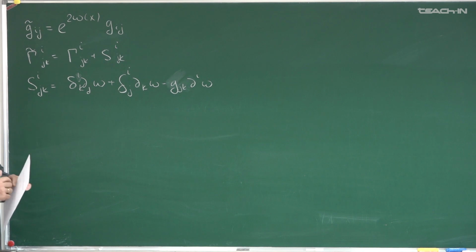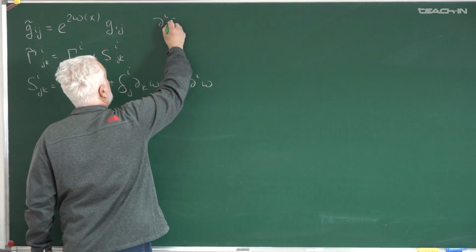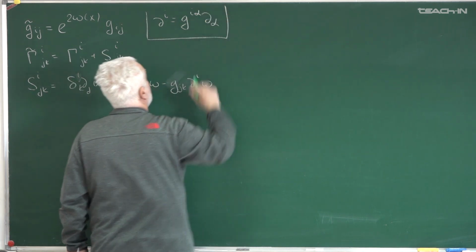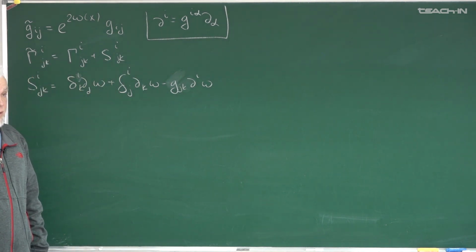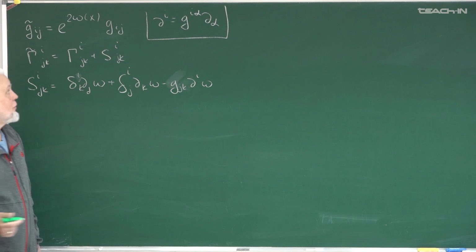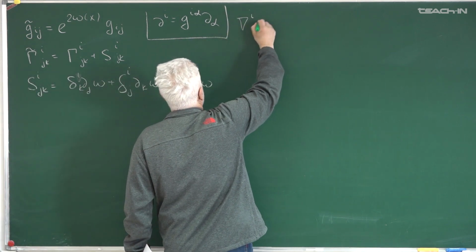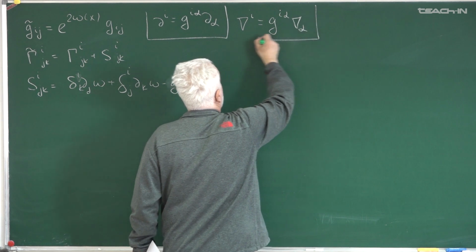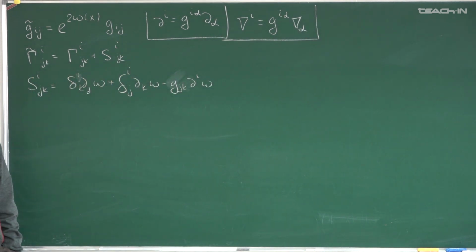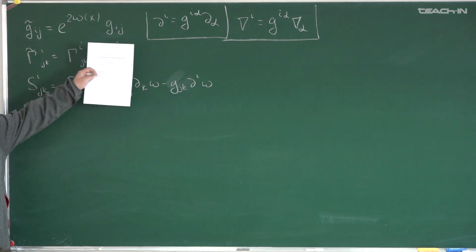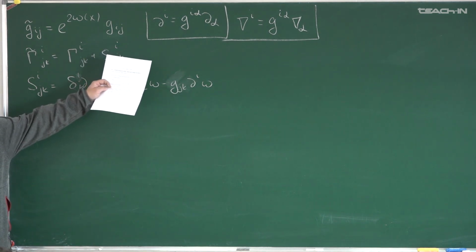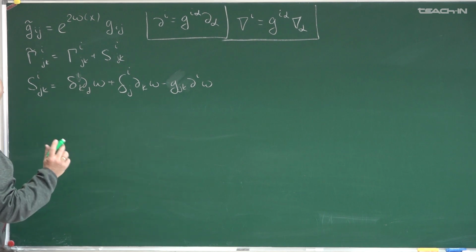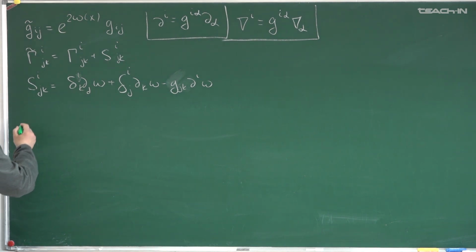Let me recall the notations. d_i means g_i alpha d alpha. We use the following notation, and the same we can use for covariant derivatives. So we have two types of derivatives: normal derivatives and this linear combination of derivatives. Sometimes these are convenient notations. Then we proved at the previous lecture the following transformation law.